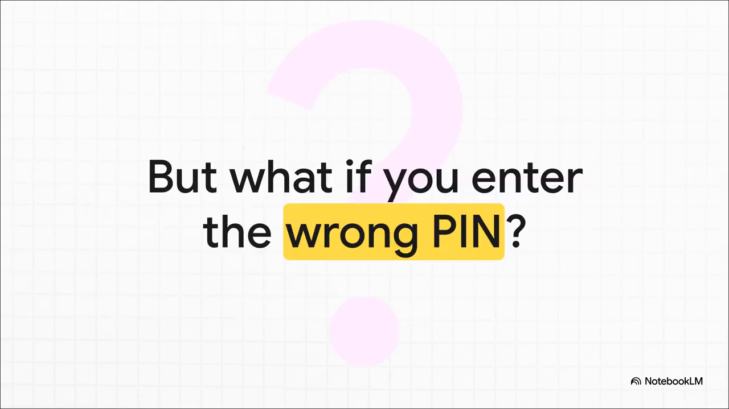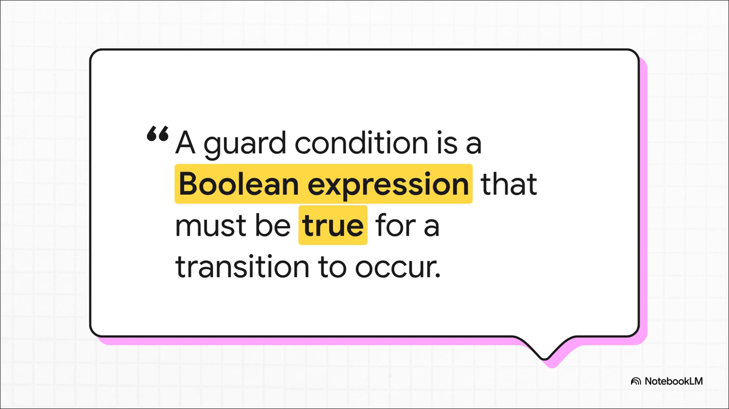But life isn't perfect. What happens when things go wrong? Like, what if I type in the wrong PIN? And that is exactly where our guard conditions come in. Remember the gatekeeper? It's a rule that has to be true for a transition to happen. So, in our ATM example, the big question the guard condition asks is: is this PIN valid? The system has to get a yes to that question before it's allowed to move on.